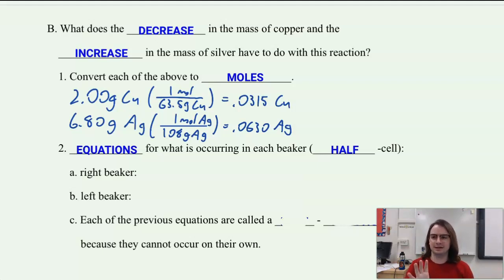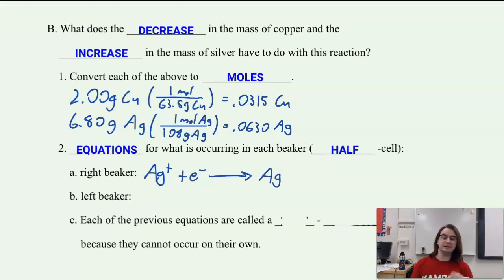So let's take the Ag plus that's in solution. In the right beaker, we have Ag plus. We know that's in the beaker, so this is possible for us to do. And it is gaining an electron, and it is becoming Ag, which lines up with our knowledge, right? Our Ag is gaining mass. So where are we forming that Ag? We're forming it here in this equation.